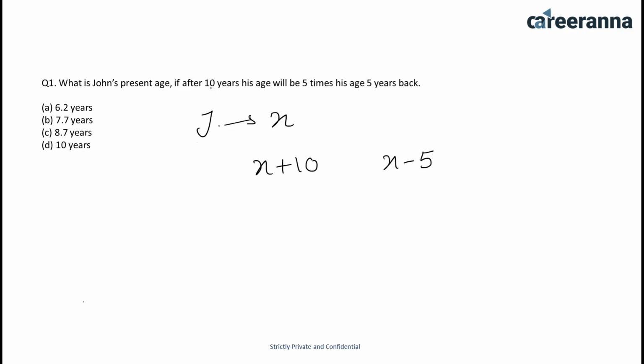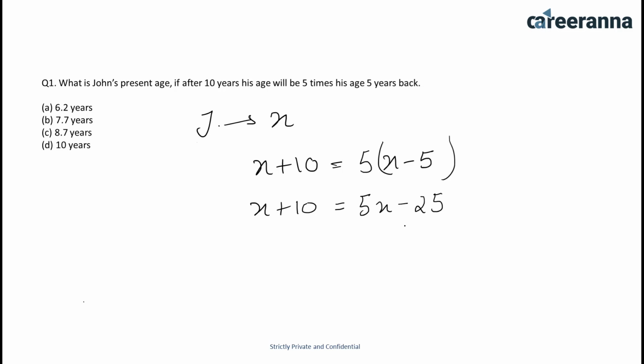The question is saying if after 10 years his age will be 5 times his age 5 years back, that means the age which is x plus 10 is equal to 5 times the age which was 5 years back. Now we get this equation, we have to solve this equation and we get the value of x.